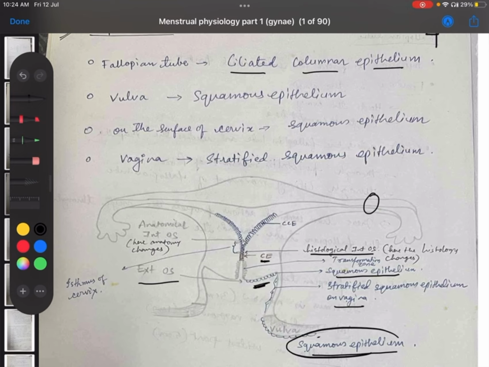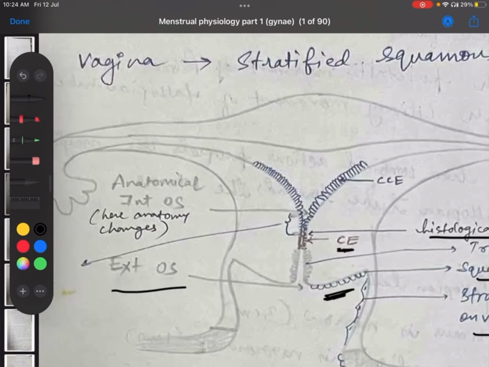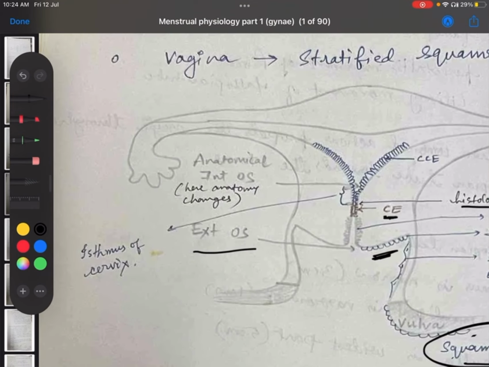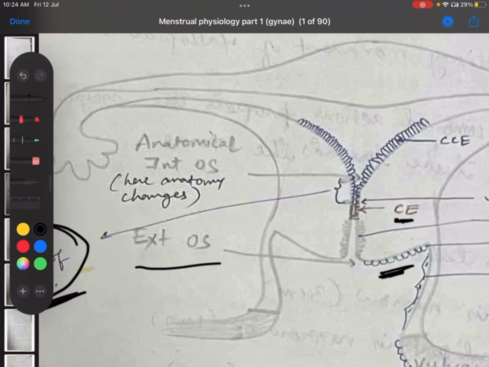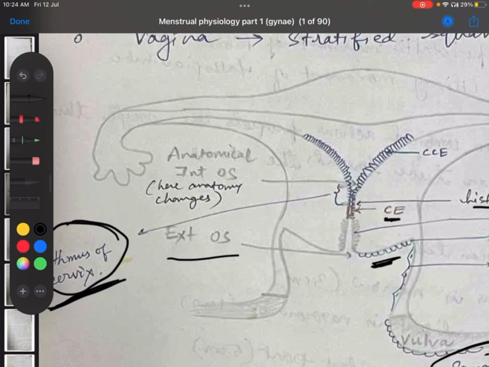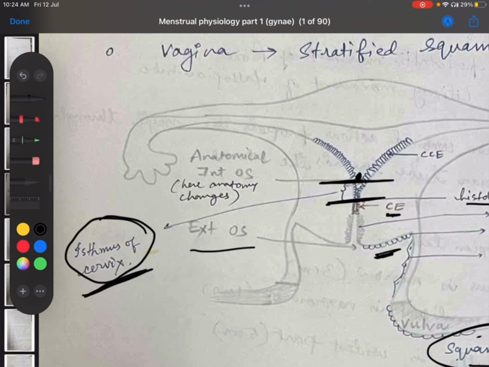Now, what is the significance of this histological internal os? We are getting a new term which is called the isthmus of cervix. This is important because later on we will be discussing the isthmus of cervix. What is this? The portion between the anatomical internal os, the inside opening, and the histological internal os, where the histology is getting changed. That means this particular area is the isthmus of cervix. This is very important. We will discuss it later on.